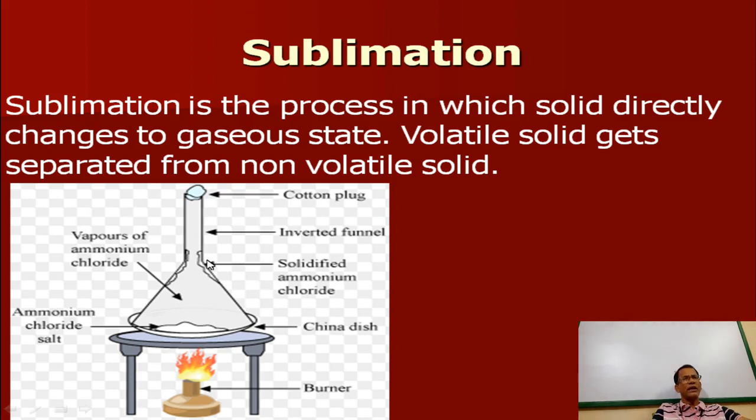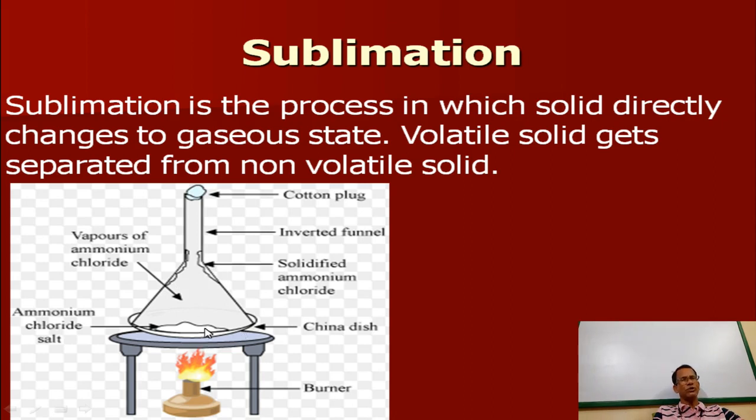You see the diagram here, the mixture of a volatile substance, suppose ammonium chloride, all ammonium salts are volatile, and another non-volatile substance is taken in the China dish. Then the substance is covered with a glass funnel. Then the top of the funnel is plugged with cotton. Then when the substance is heated, the vapor of the ammonium chloride produced gets condensed at the upper part of the funnel. These are called sublimate.